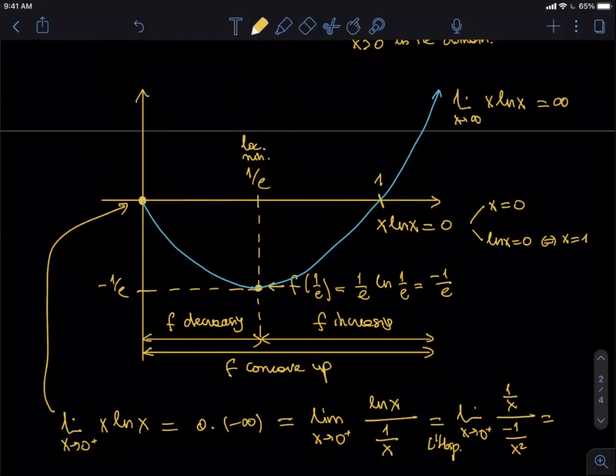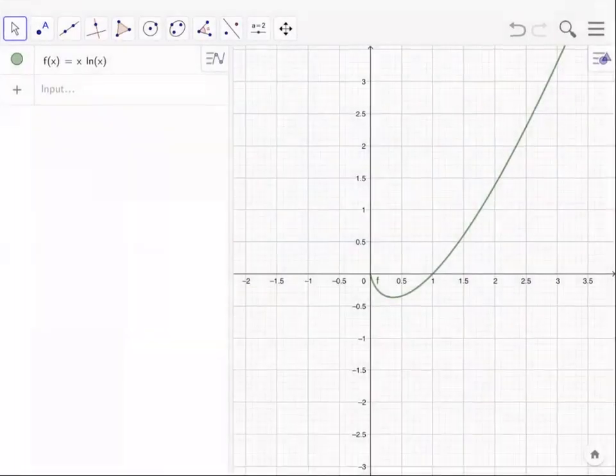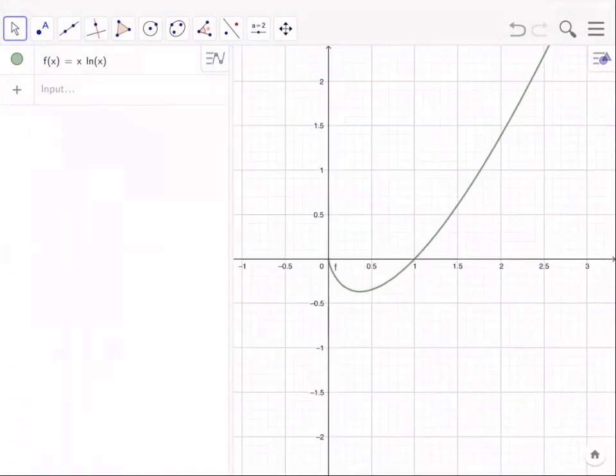Now we can check our work looking at the calculator. I plotted the function here for you. So you see that it's exactly what we got. Okay, it's the same shape. It's clear that we have an absolute minimum. Then we have a 0 at x equal 1, and then the limit is clearly 0 as x tends to 0 and infinity as x tends to infinity.